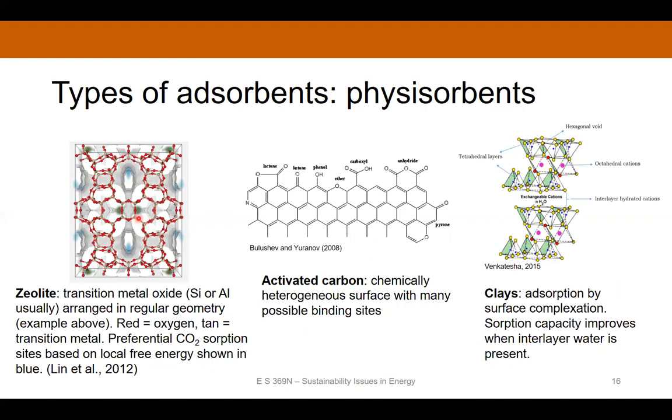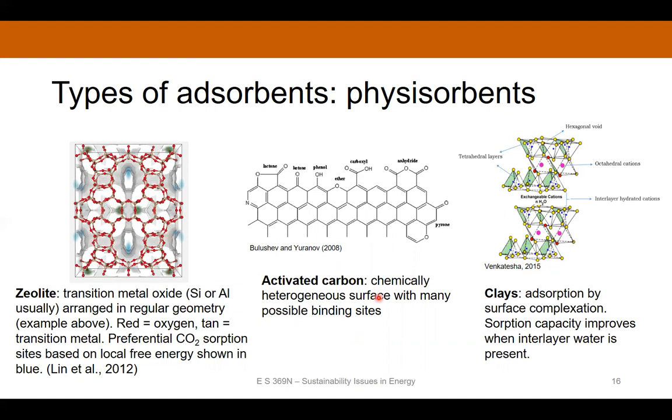So the red's going to be your oxygen, and then the tan, that's going to be your transition metal. This one, to me, looks like it's silicon. And then there are preferential sites in the structure here where CO2 will sorb, and it's based on free energy minima. And this diagram here, this is actually a molecular dynamics simulation model from Lin et al., where they've color-coded these potential wells where you can get the CO2 molecules to stick. So there's a lot of great material science design that can be done on these zeolites to really enhance their CO2 physisorption capacity.